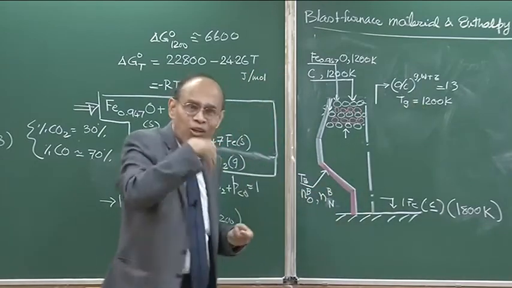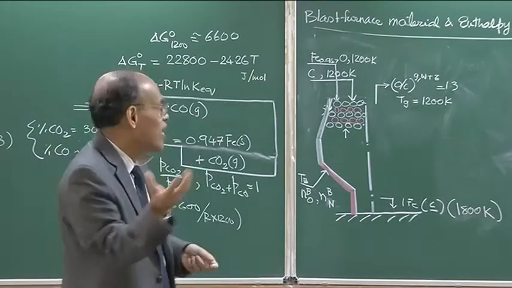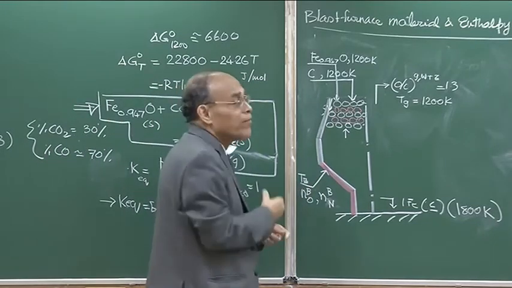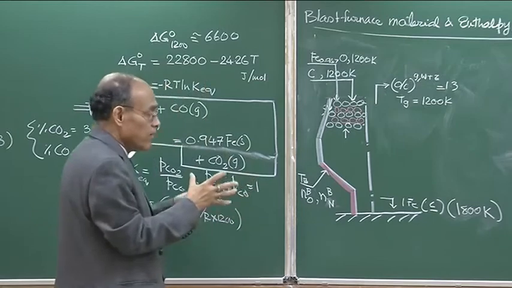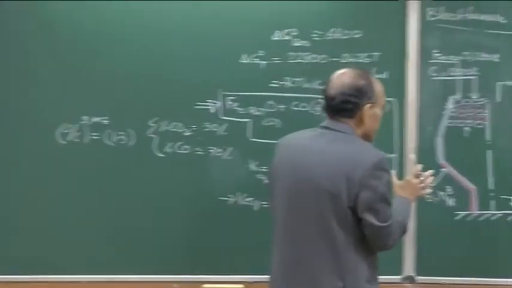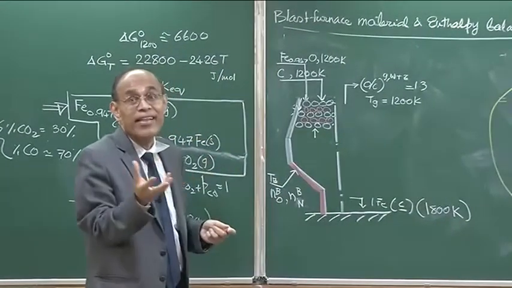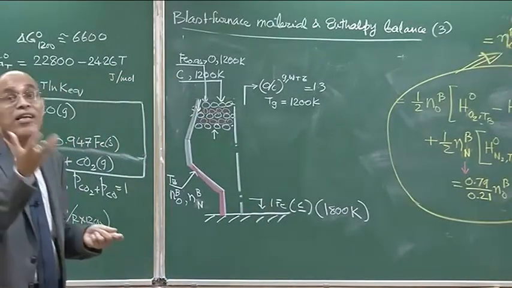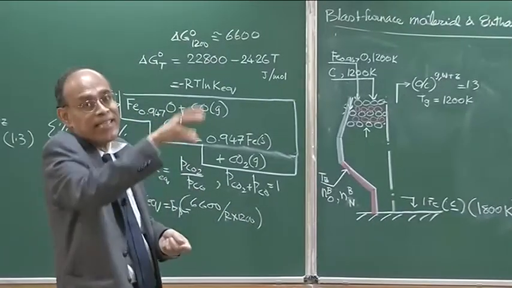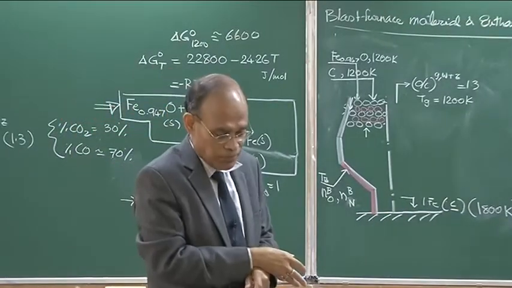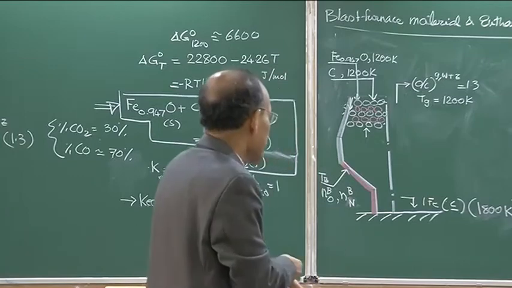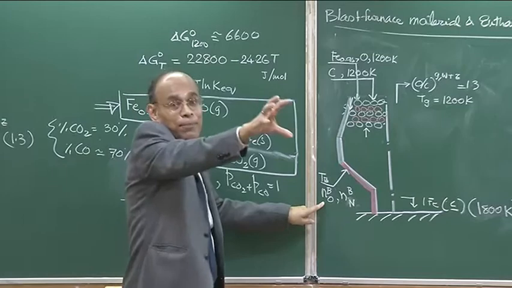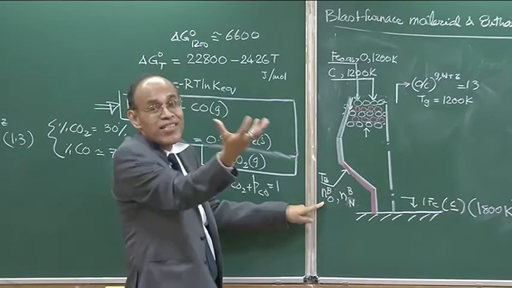So, the blast has neither contributed any heat, nor has it absorbed any heat, because its temperature is 1200 degree centigrade. On the other hand, if the blast temperature is more than 1200, then the NOB EB term is going to be a positive term, and that means the blast has supplied heat to the blast furnace itself.